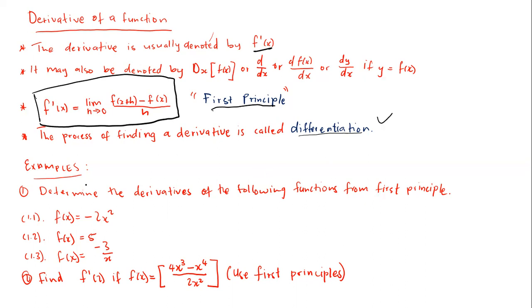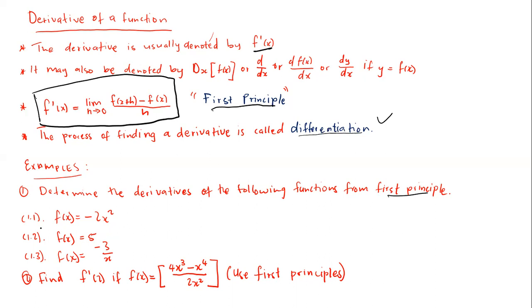Okay, so now let's have a look at these examples. Example number 1 says, determine the derivatives. When you determine the derivatives, you are performing differentiation. So we want to differentiate these functions from first principle. There are certain ways to determine derivatives using rules, and I'll show you that in another video. For now, we're just going to use the first principle to determine the derivative.